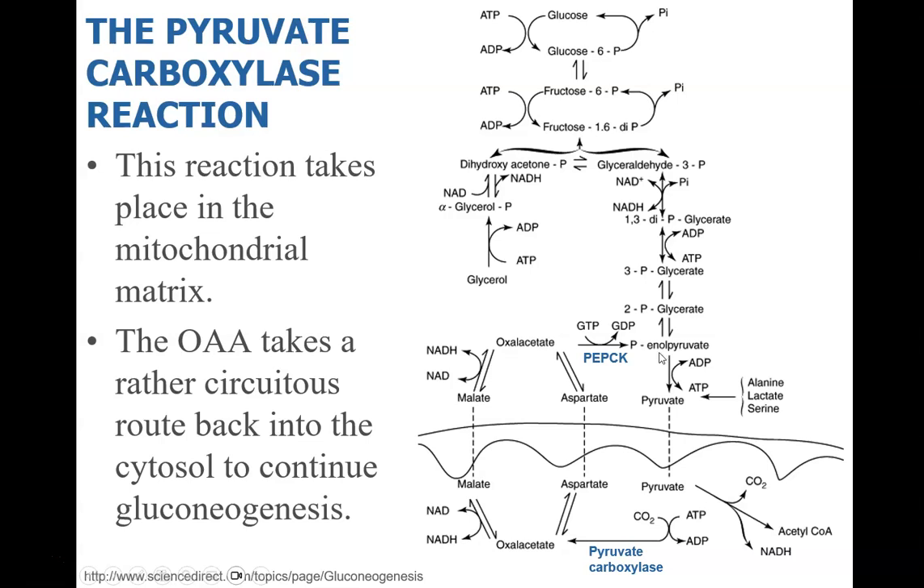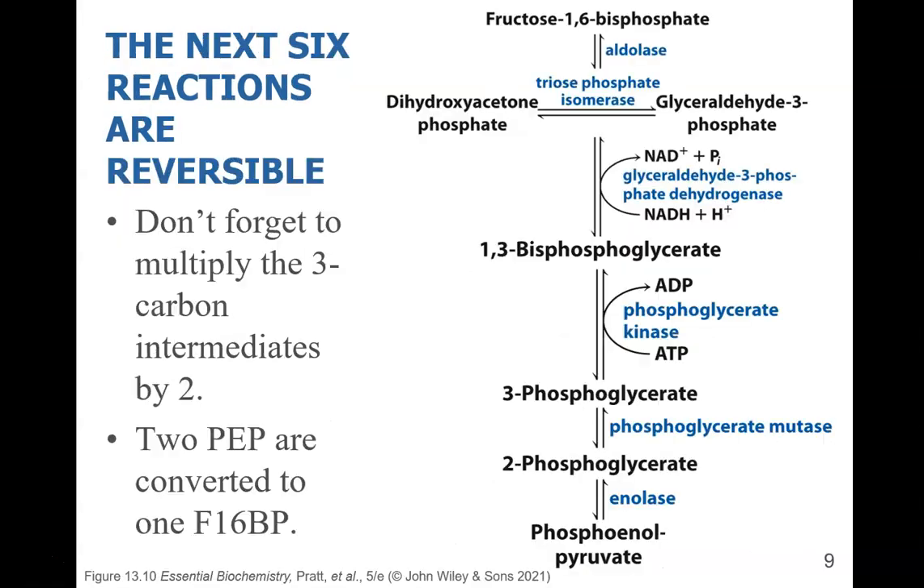The PEPCK reaction is in the cytosol. So OAA goes to phosphoenolpyruvate, and now we are in the cytosol, and we are on our way to continuing gluconeogenesis. So, again, let's look at the bottom. We've successfully converted the pyruvate to phosphoenolpyruvate. Now, all of these reactions are reversible.